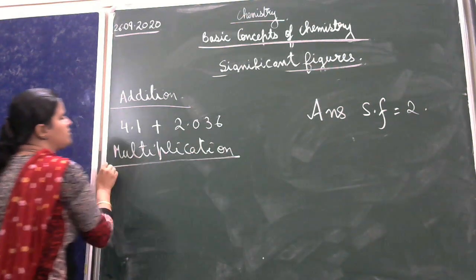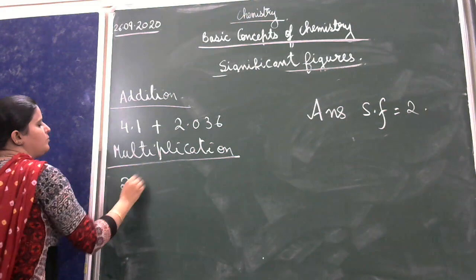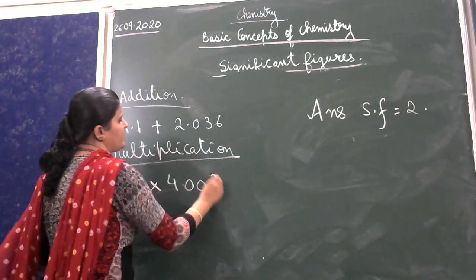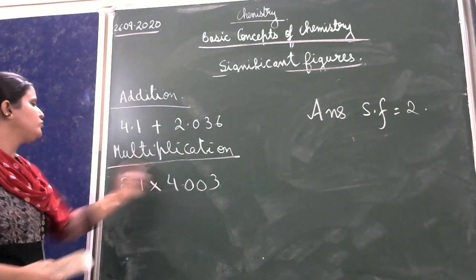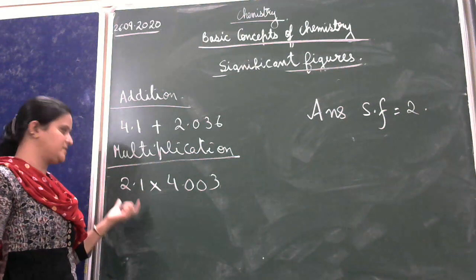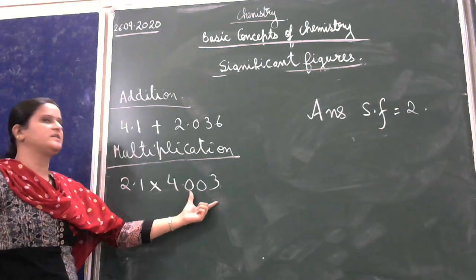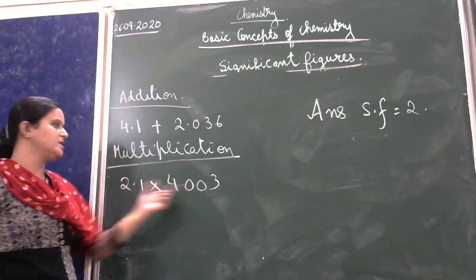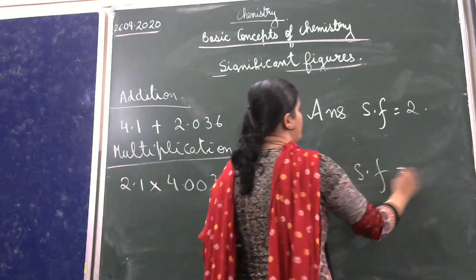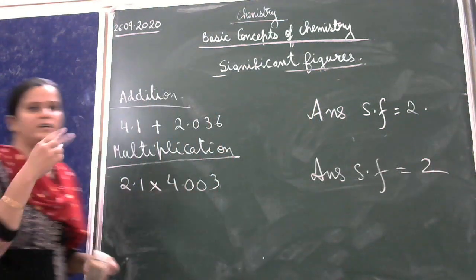For multiplication also, suppose you multiply 2.1 into 4.003. Here again, out of the two, which is the smallest number in significant figures? Here there are two significant figures. Here there are four significant figures. So your answer will have how many significant figures? Your answer will again have two significant figures.